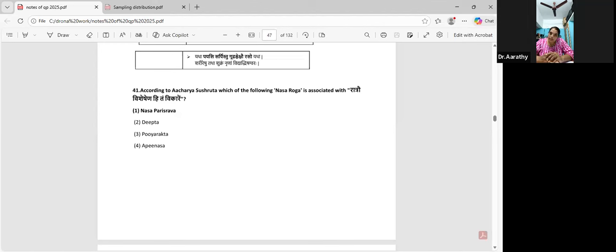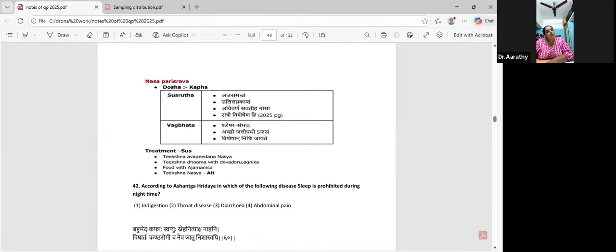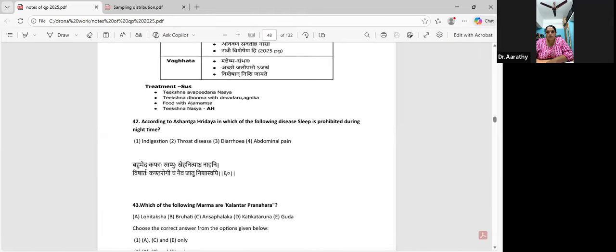Okay. The second paper should consist of the similes, the most important characteristic features of each roga. That is how you study Shalakya. Then comes the treatment part. So do not omit Nasaroga, do study it.